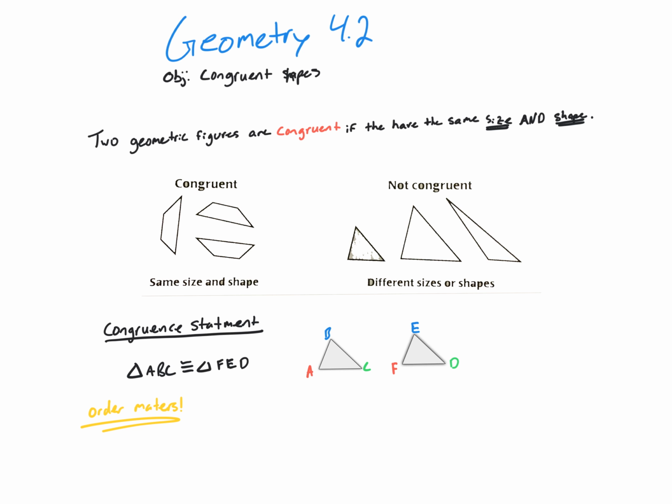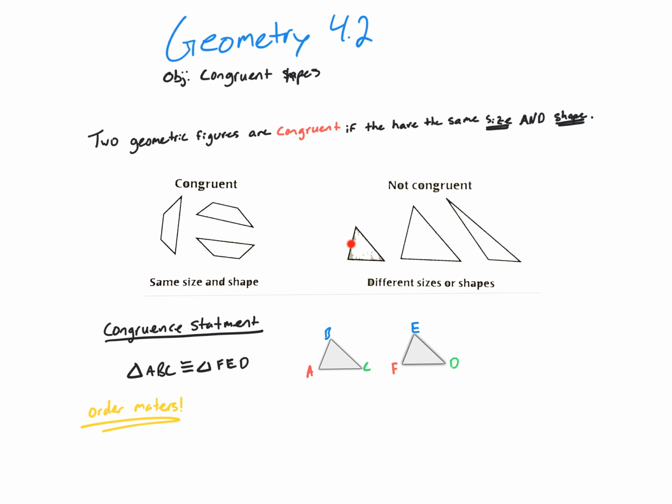Two geometric shapes are said to be congruent if they have the same size and the same shape. As you notice right here, these are all the same size and the same shape. Even though they've been turned or flipped over and turned, we say that these are congruent because they're the same size, the same shape.